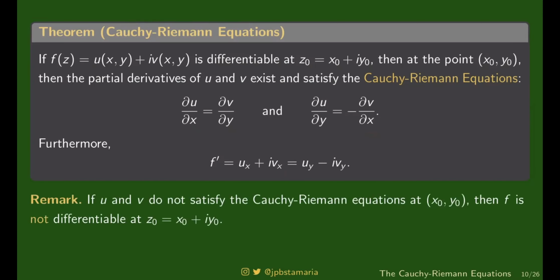Now, I want you to take note that the contrapositive of this theorem is as follows. If u and v are two functions in variables x and y, they do not satisfy the Cauchy-Riemann equations at the point x not y not. Kung isa dito ay hindi na-satisfy, then we can say as a conclusion that the function will fail to be differentiable at the point z0. Intindihan niyo yun. Kung hindi na-satisfy ito, ibig sabihin nun, hindi differentiable dun sa z0. Okay.